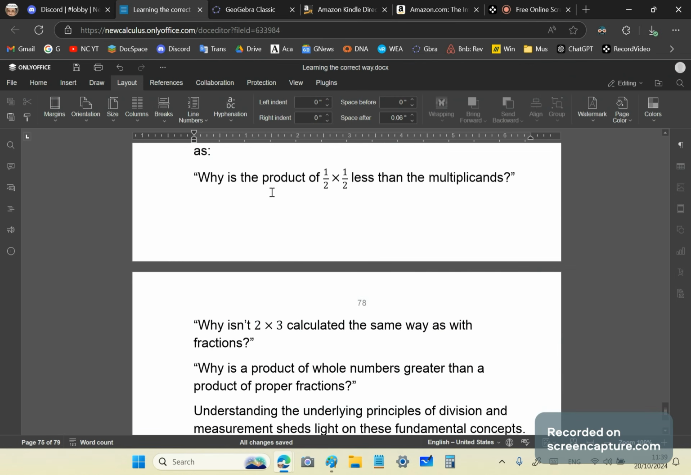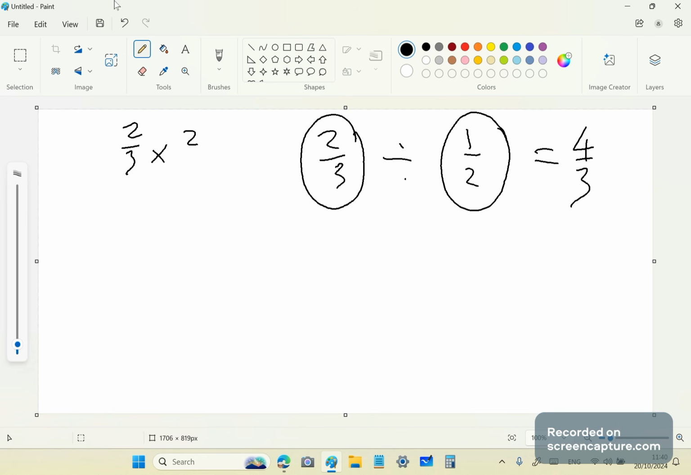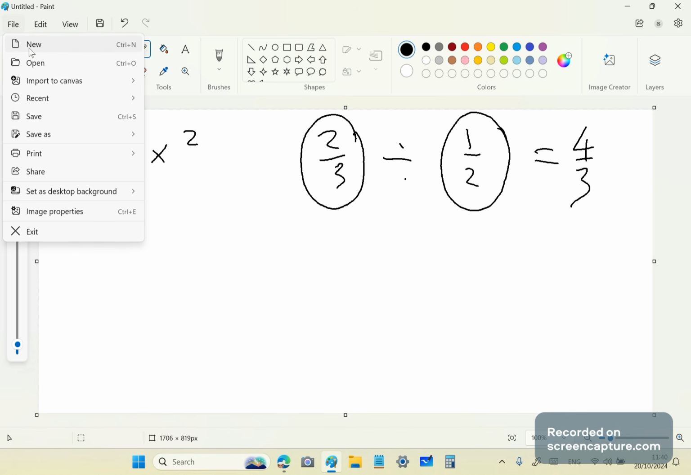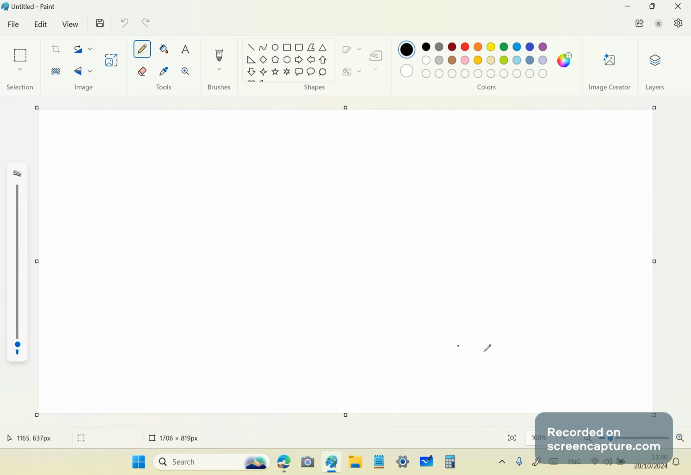For example, why is the product of a half times a half less than the multiplicand? Okay, because, well, let me answer that one for you. So let's just clear this. So if you have a half times a half, what does that mean?